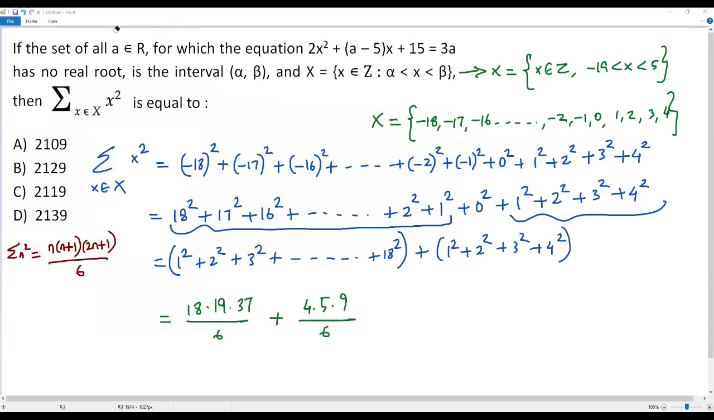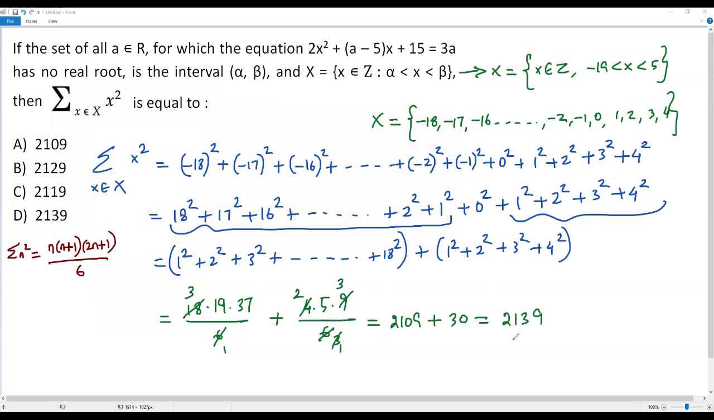Okay, now we have to evaluate this. So 6 goes into 6 one time, and 6 goes into 18 3 times. Here both 4 and 6 have the greatest common divisor 2. That is, 2 goes into 4 2 times, 2 goes into 6 3 times. So here 3 goes into 3 1 time, and 3 goes into 9 3 times. When I multiply 3, 19 and 37, I am getting 2109. And when I multiply these 2, 5 and 3, I am getting 30. When I add them, I am getting 2139. I have evaluated the given sum.